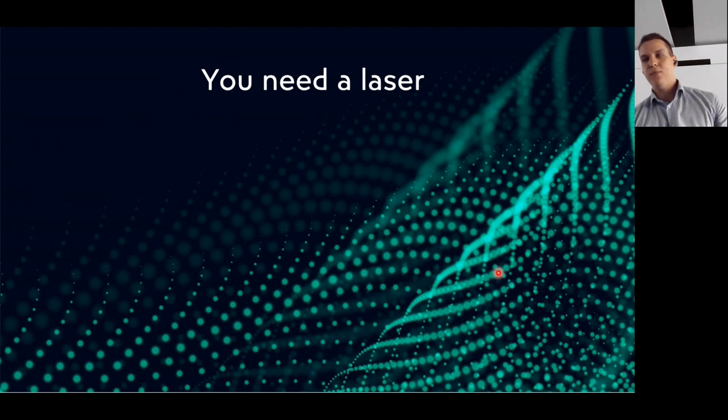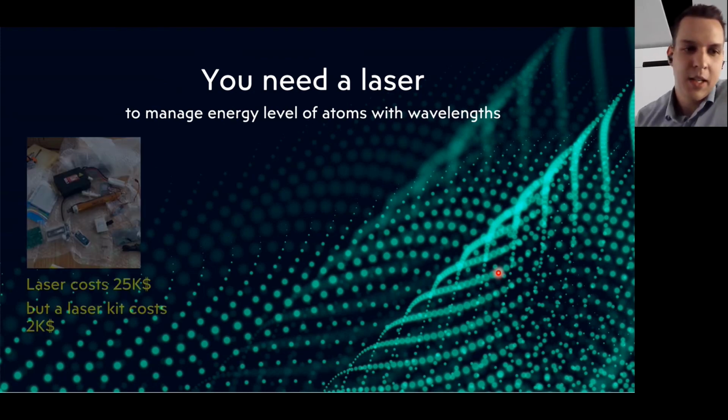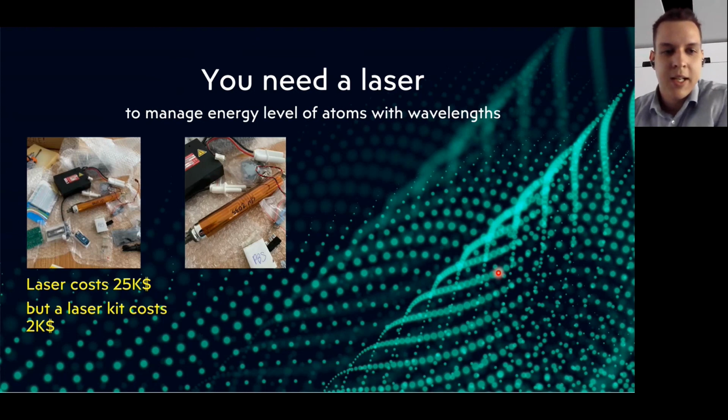Next, you need a laser. You want to give information to the ions, so you need to manage the energy levels, and you do it with laser beams. There are laser kits out there. Normally, an industrial laser costs 25K plus, and you can make it on your own if you buy a kit. This is a laser kit.